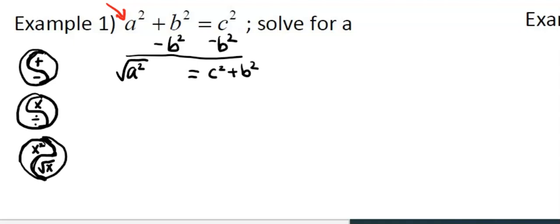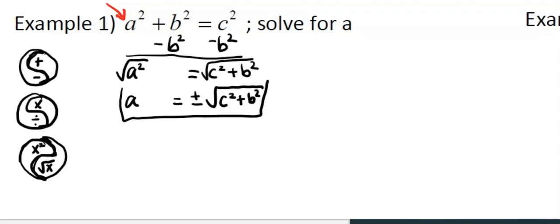Just like the other operations, whatever we do to one side, we have to do the same thing to the other side. When you take the square root of a number, you have to introduce the plus or minus. So a is equal to plus or minus the square root of c squared plus b squared, all under the radical. Now this equation is solved for a. That is your answer.